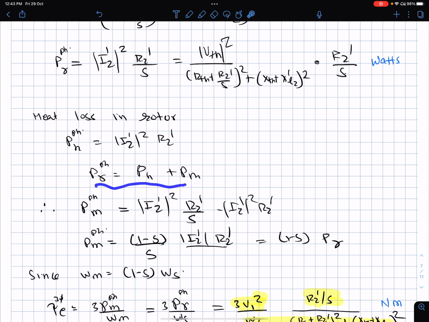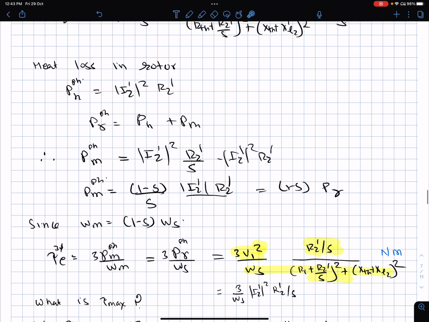So this transferred power to the rotor is equal to the heat loss component and the mechanical one. So if you subtract that, this is the transferred power to the rotor minus the loss component, then you will get the rotational power or the mechanical power which is created. And so take I2' square R2' as common, and then in the bracket you will get 1 by s minus 1, which can be written as (1-s) by s.